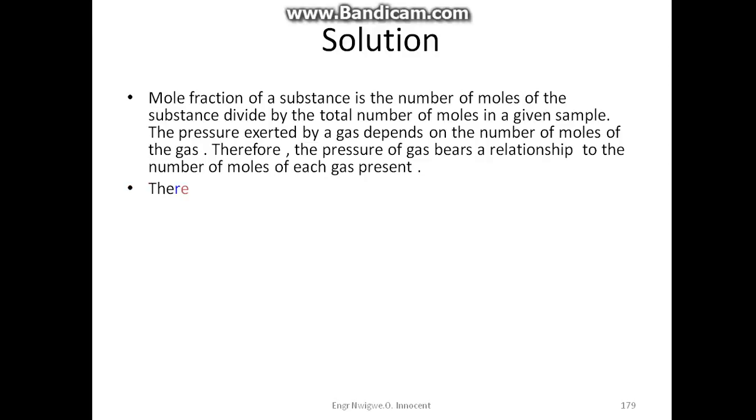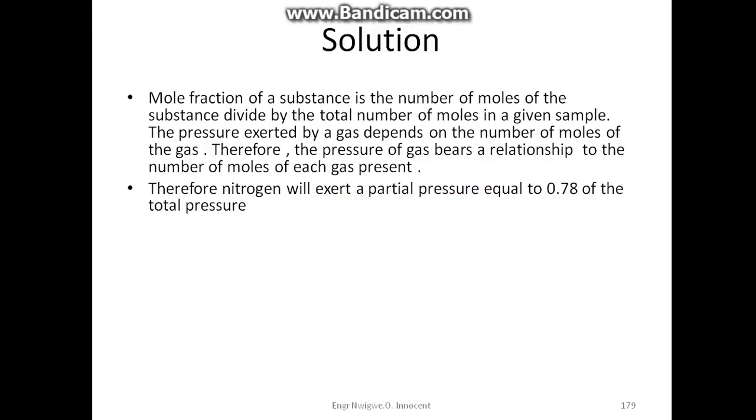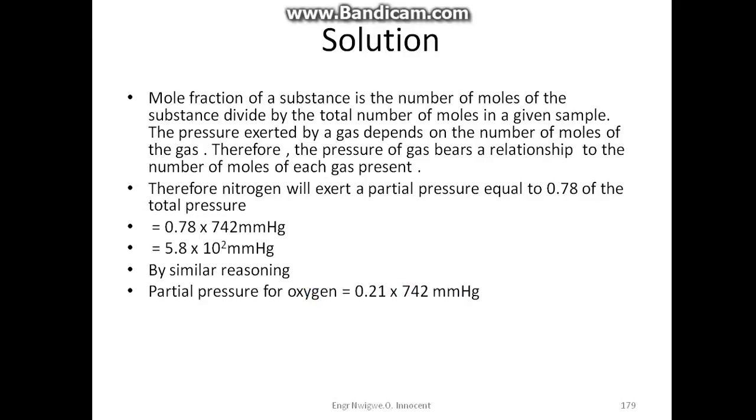Therefore, the pressure of a gas bears a relationship to the number of moles of each gas present. Nitrogen will exert a partial pressure equal to 0.78 of the total pressure: 0.78 times 742 mm of mercury, which will give you 5.8 times 10 raised to the power 2 mm of mercury. By similar reasoning, partial pressure for oxygen equals 0.21 times 742 mm of mercury, which is equal to 1.6 times 10 raised to the power 2 mm of mercury. Partial pressure for argon equals 7 mm of mercury.